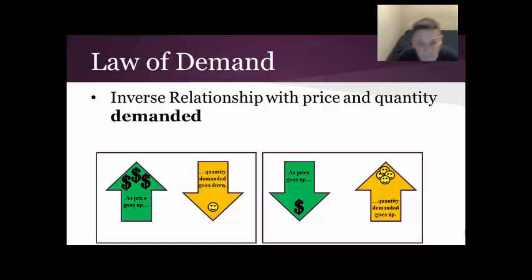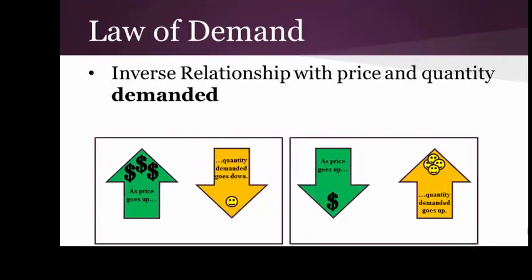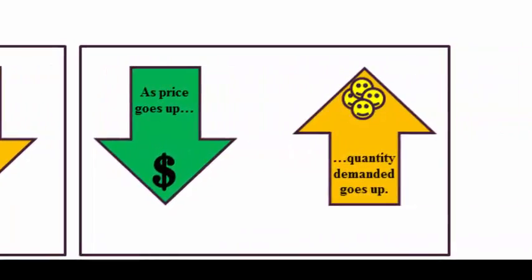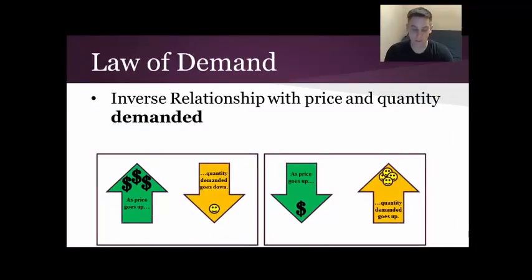The law of demand states that as the price of a product goes up, quantity demanded for it goes down. Let's talk about gasoline. As the price of gasoline goes up, people are probably going to buy less. Now, as the price of gasoline goes down, people are more willing to buy more.